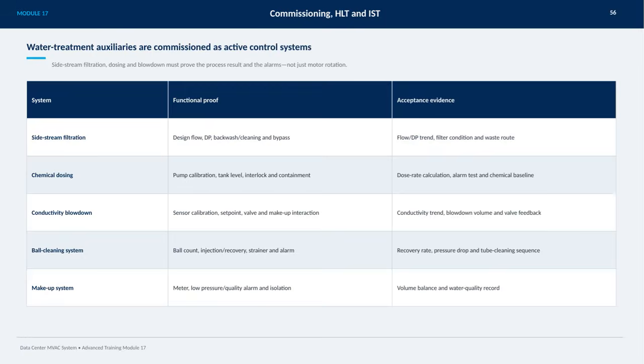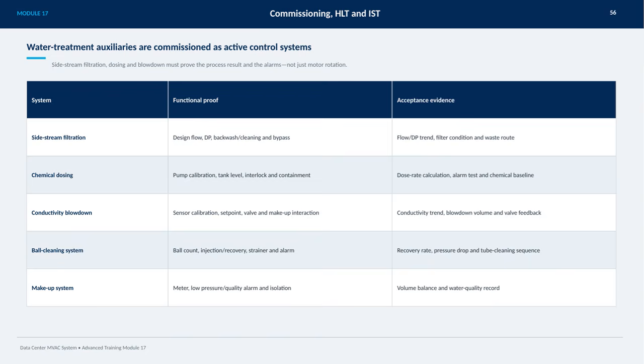On this slide, we're focusing on the commissioning of water treatment auxiliaries as active control systems. It's essential not only to verify that motors are rotating, but to prove the actual process results and alarm functionalities. Sidestream filtration, for example, must be tested for design flow, differential pressure, backwash or cleaning routines, and bypass operation. We monitor flow and pressure trends, filter condition, and waste pathways to ensure everything functions as designed.